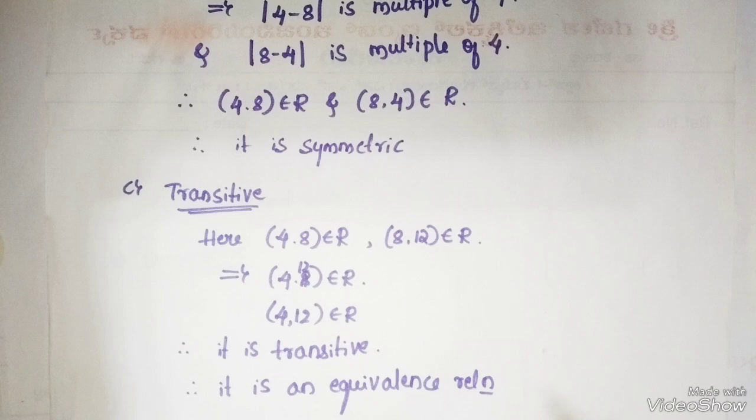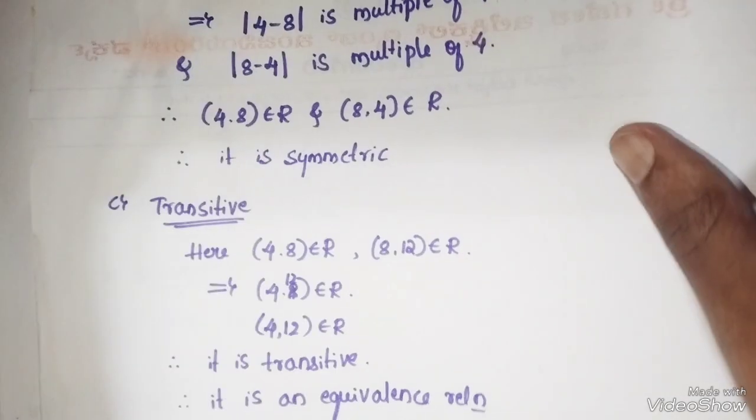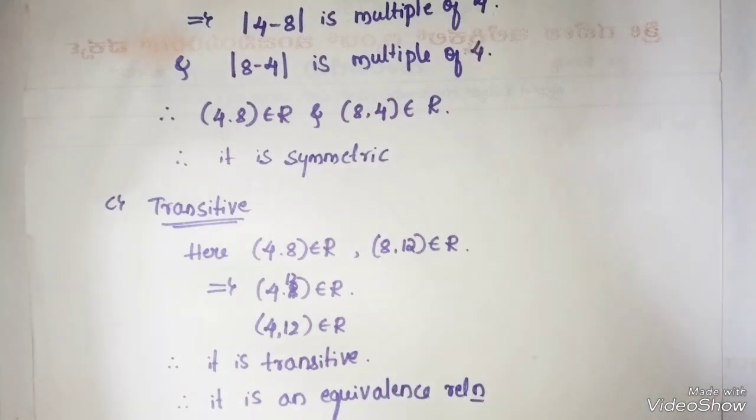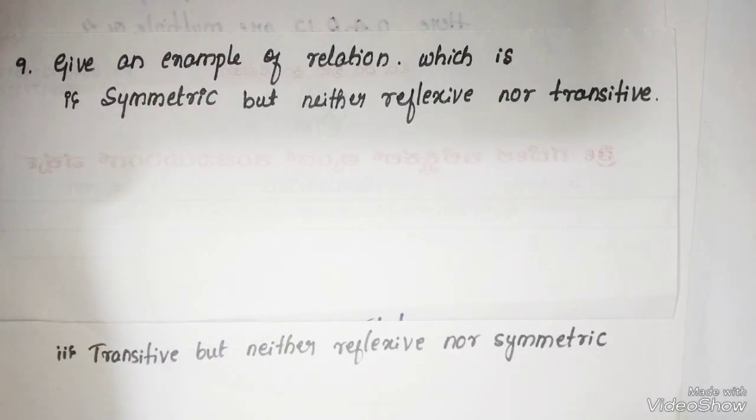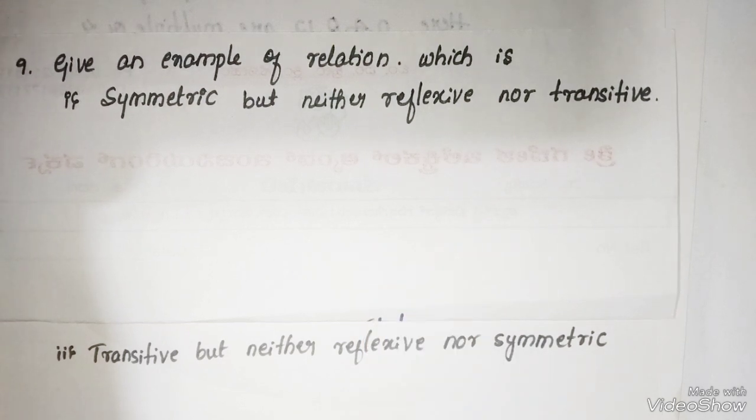Now, check the condition for the second question. That is, give an example of a relation which is symmetric, neither reflexive nor transitive. Here, I have to give an example. Only the symmetric condition will be followed. We know that the symmetric condition is: if a is related to b, then b is also related to a.